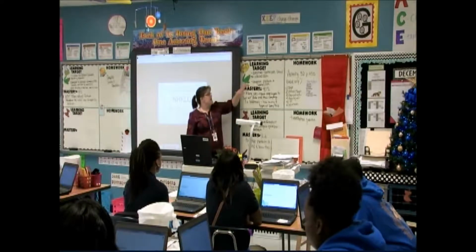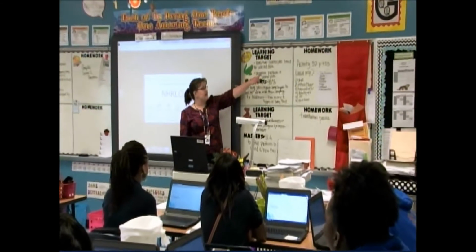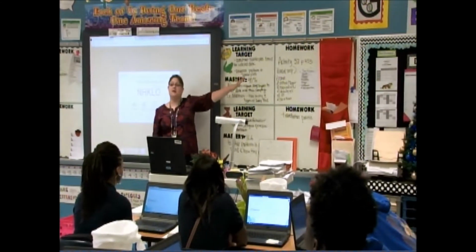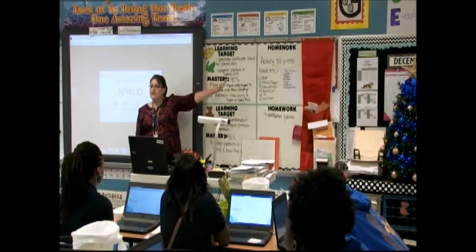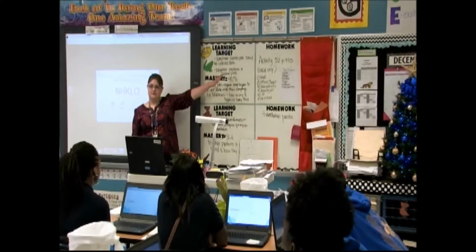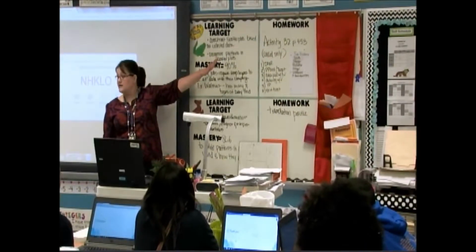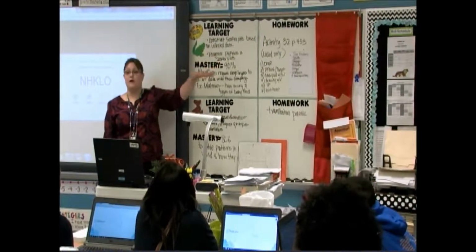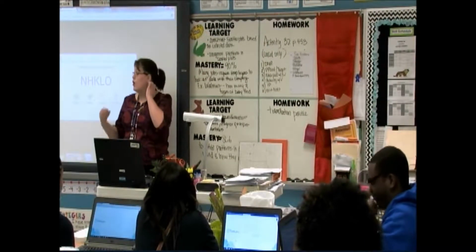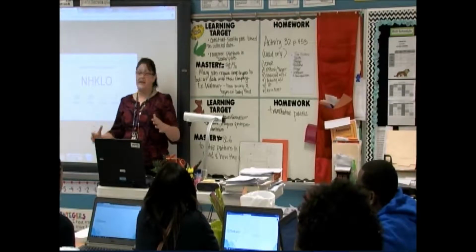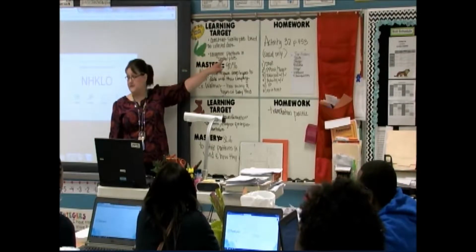Today we're going to be constructing scatter plots based on collected data. What is our action word in that? Construct. So we're going to be constructing it. We're going to be building it and actually making our own data representation in a scatter plot specifically.